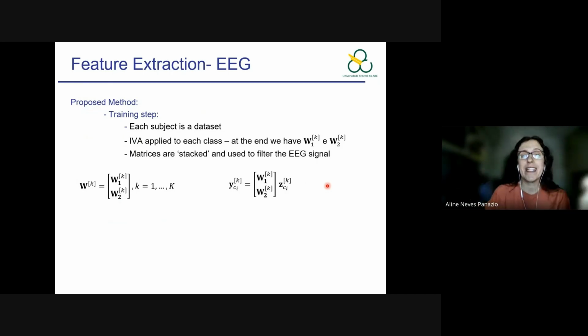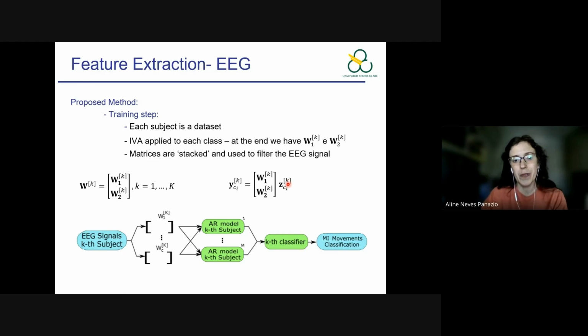So we stacked both of these matrices to arrive at only one separating matrix for each data set. And then we use this matrix to filter the EEG signal. So here, for example, if Z belongs to the first class, when we filter it by W1, we will have correct components. And when we filter by W2, we will have incorrect components. But this was the solution that we found to be able to process blindly.